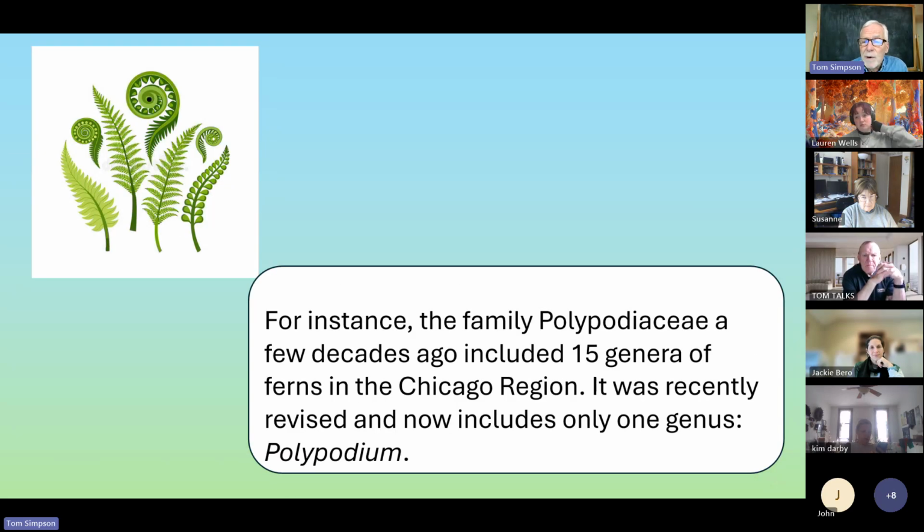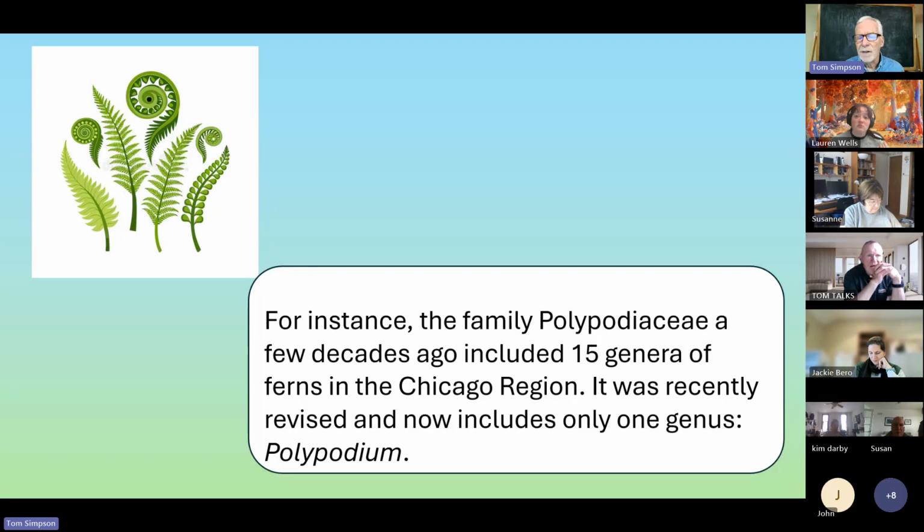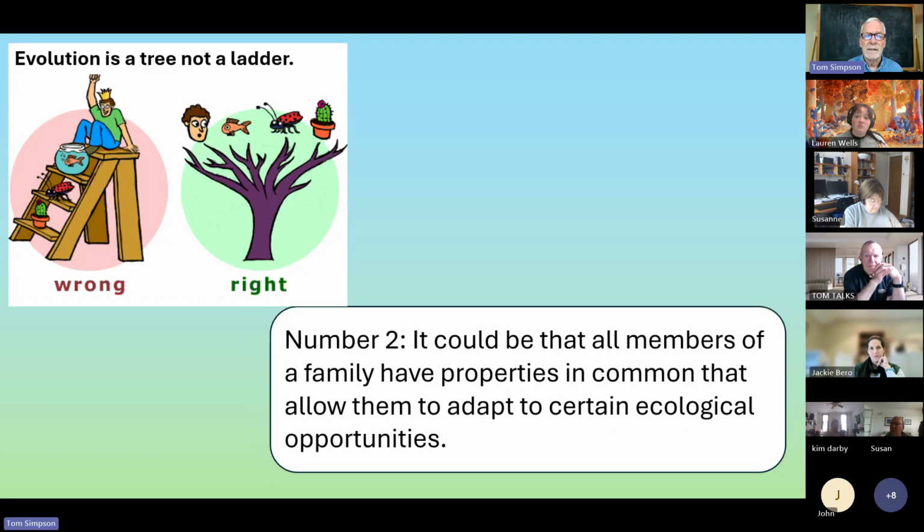Like the family of ferns Polypodiaceae, which used to include 15 genera of ferns in the Chicago region. Almost all of our ferns were in one family. Now that family only has one genus, and it's Polypodium. So a radical change in the definition of the family changes its size.